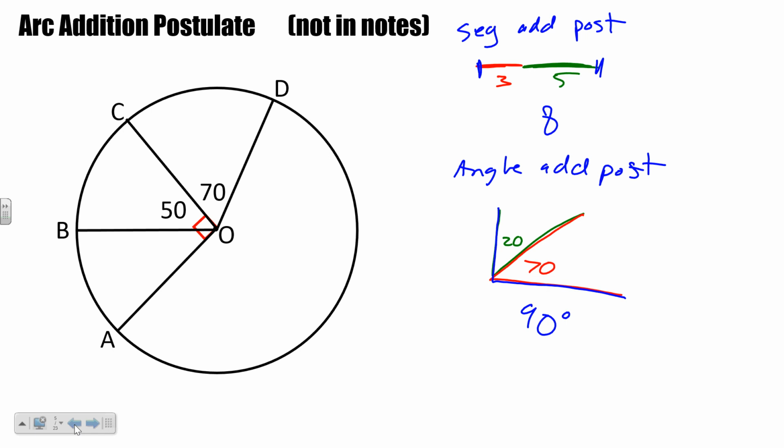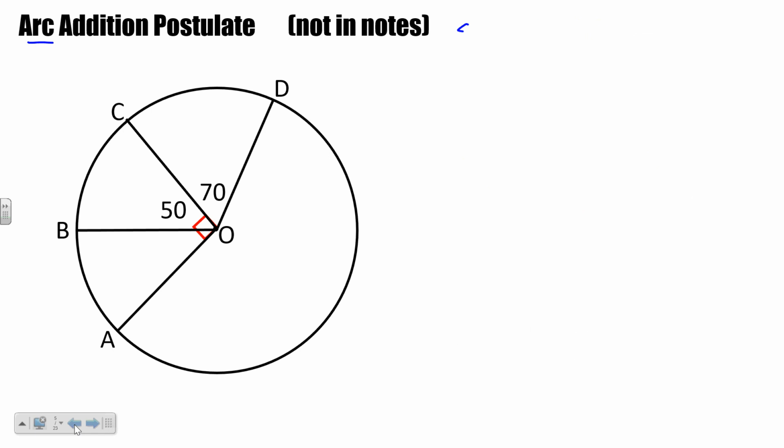So the arc addition postulate is very similar. If I wanted to know the measurement of the arc BCD, this whole thing, all you have to do is say, well, this is the central angle. So that's made up of 50 and 70, so it's just 50 plus 70. Shouldn't be too bad.